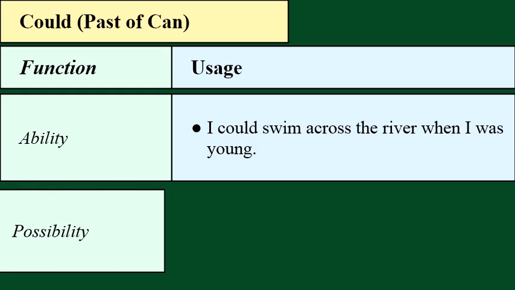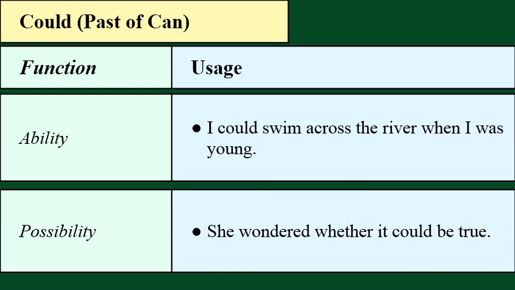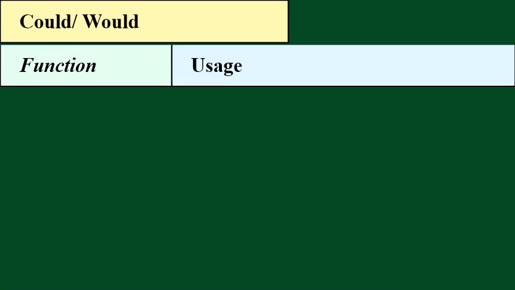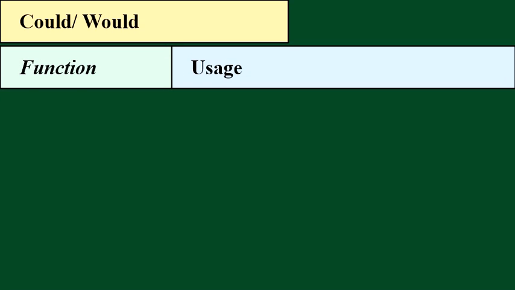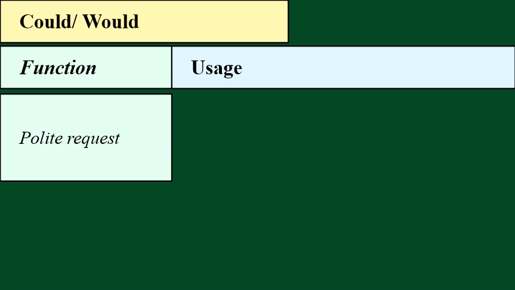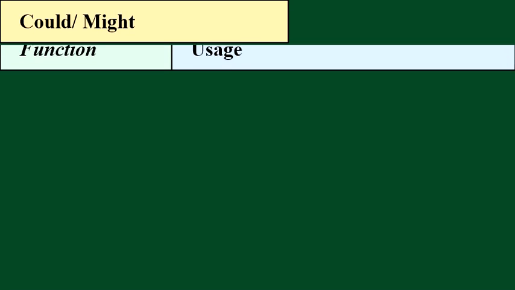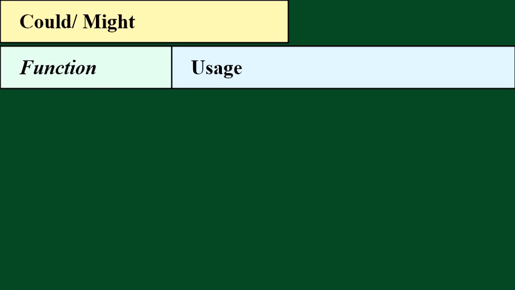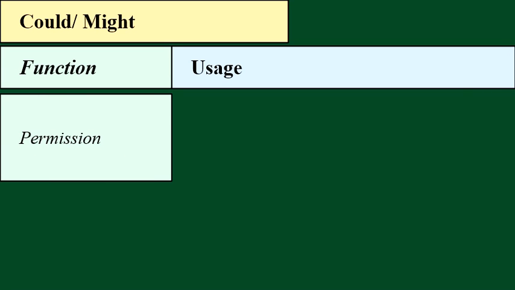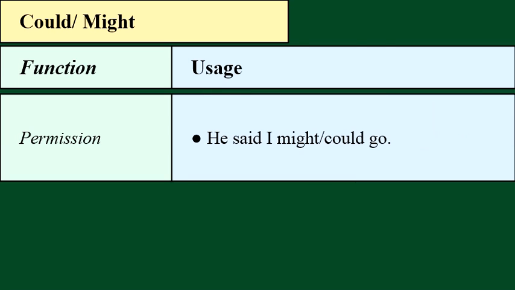It is used to show possibility. The example is: She wondered whether it could be true. Could or would is used to indicate polite request. The example is: Could or would you pass me the salt? Could or might is used to indicate permission. The example is: He said I might or could go.